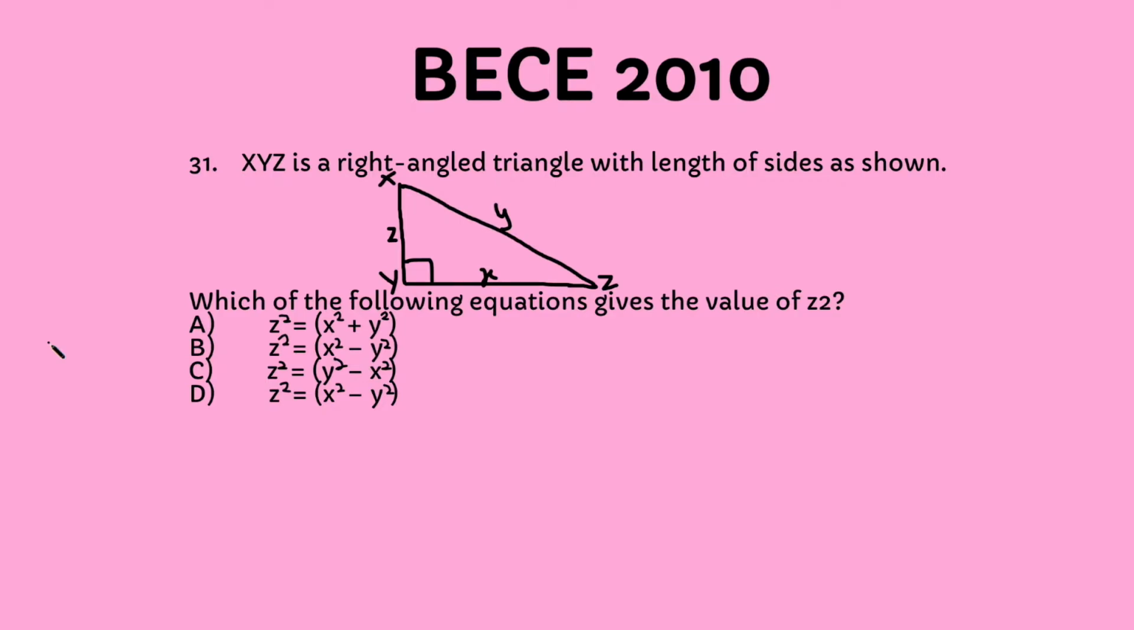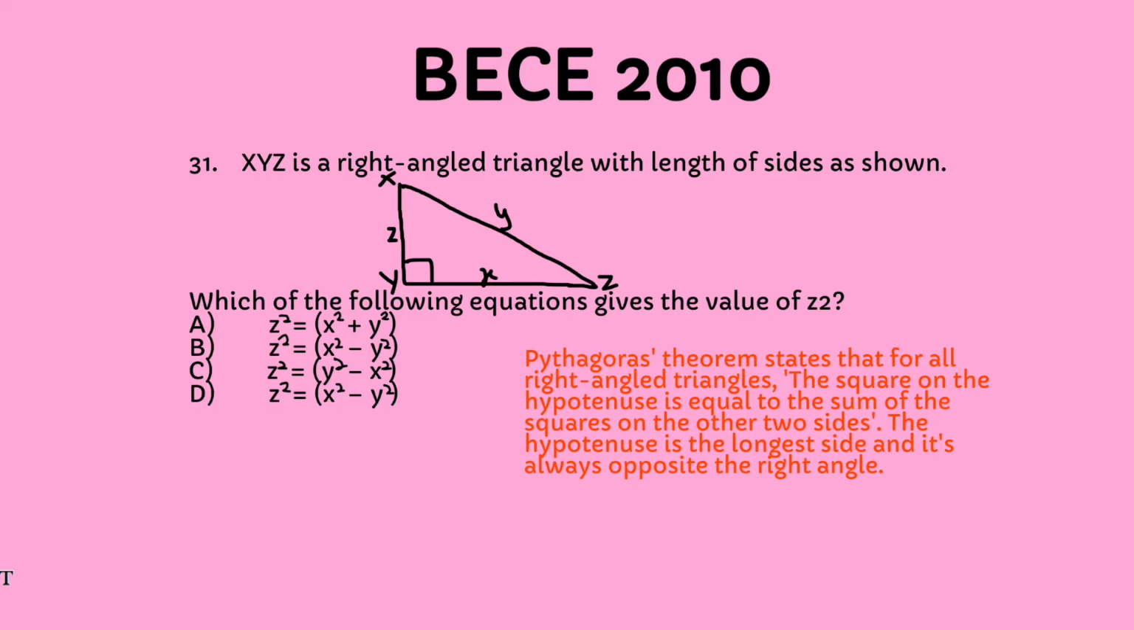Which of the following equations gives the value of z squared? Z squared, not z2. First off, we must take note that this is a right angle triangle. So we're going to put some emphasis on Pythagoras theorem. The Pythagoras theorem states that for all right angled triangles, the square of the hypotenuse is equal to the sum of the squares on the other two sides. The hypotenuse is the longest side and it's always opposite the right angle.